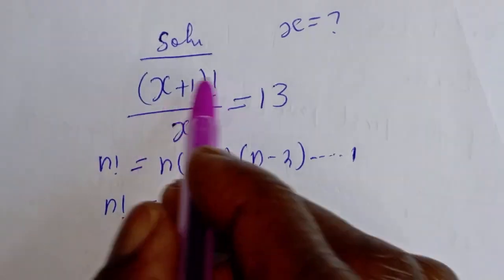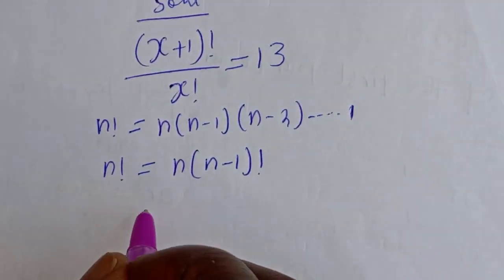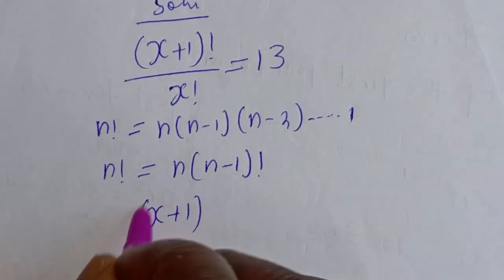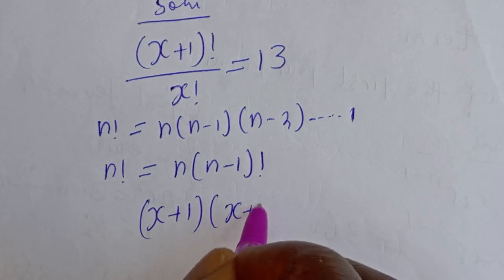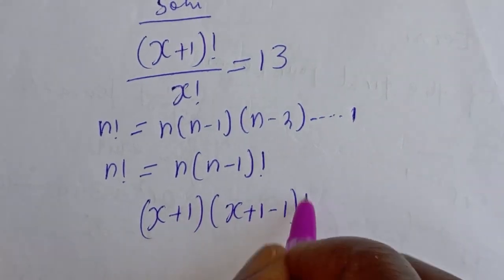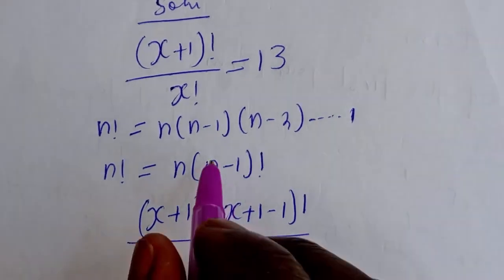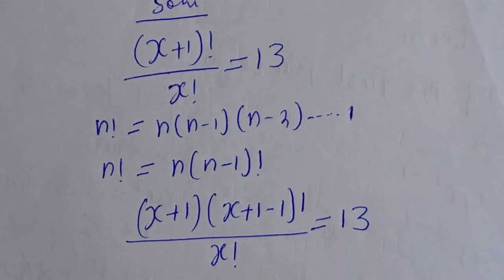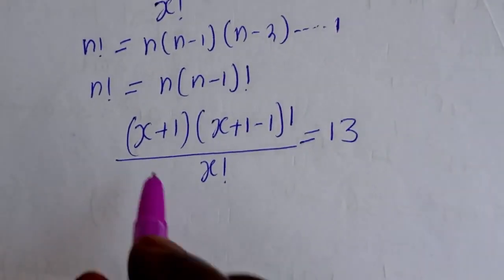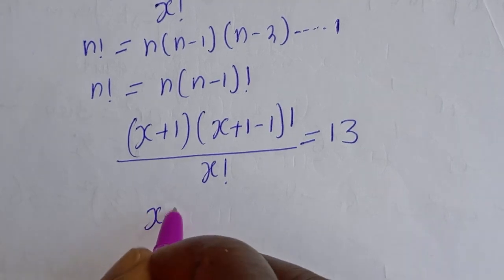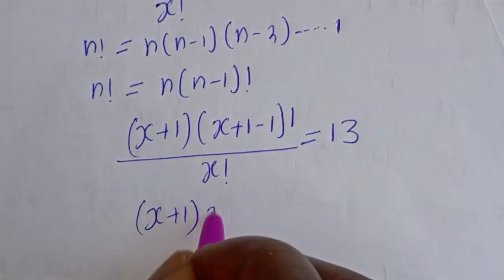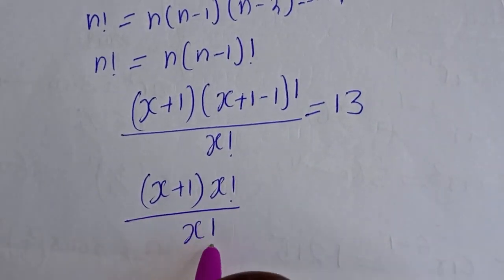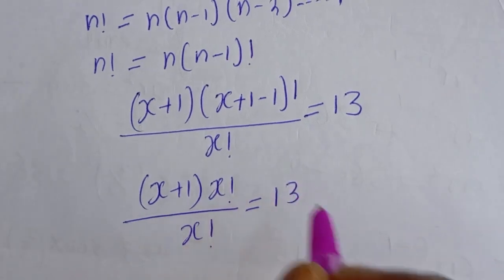Now, the whole of this can be written as s plus 1 bracket s plus 1 minus 1 factorial over s factorial is equal to 13. Then this can be written as s plus 1 bracket s factorial over s factorial is equal to 13.